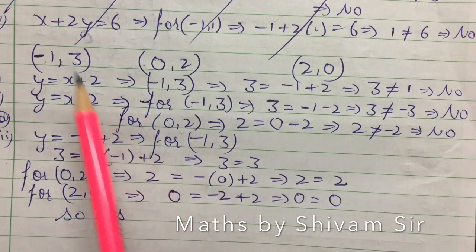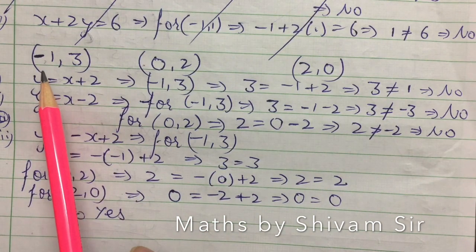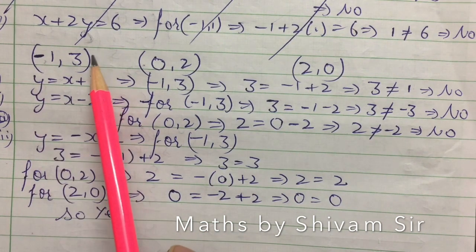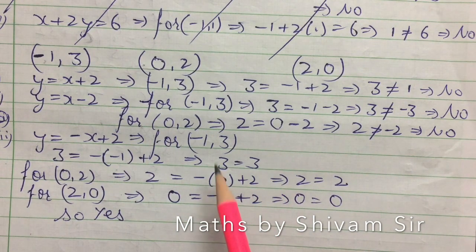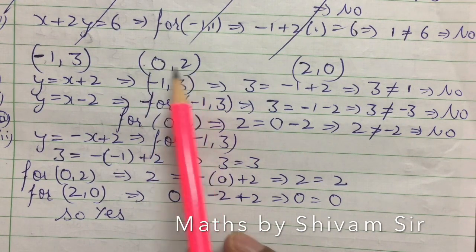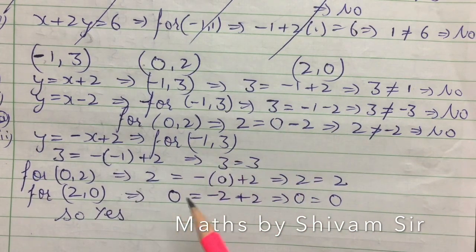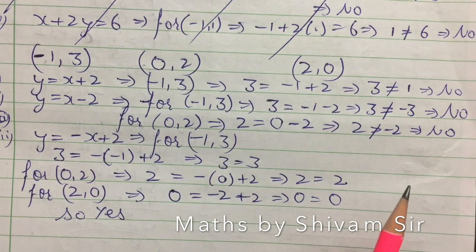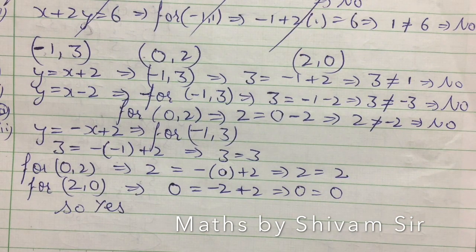Y is equal to minus x plus 2. For the first point, minus 1 comma 3, just put x is equal to minus 1 and y is equal to 3 into this, so you will get 3 is equal to 3. So yes, it satisfies. For point 0 comma 2, put x is equal to 0 and y is equal to 2 into this, so again yes, it satisfies. For 2 comma 0, just put x is equal to 2 and y is equal to 0, so yes, it satisfies. So that means the given graph is of the third equation, y is equal to minus x plus 2.